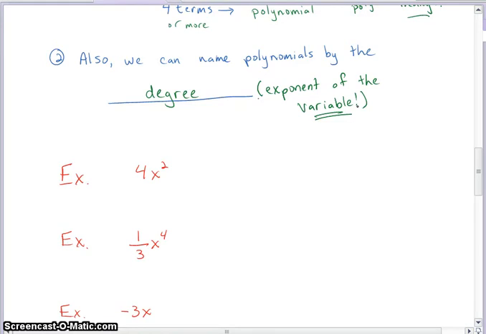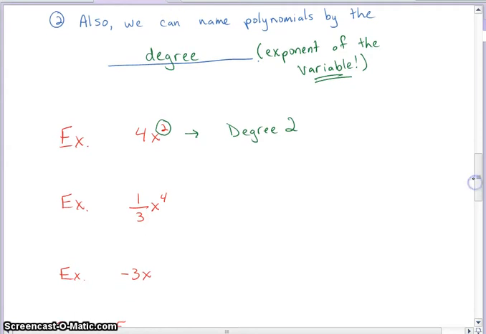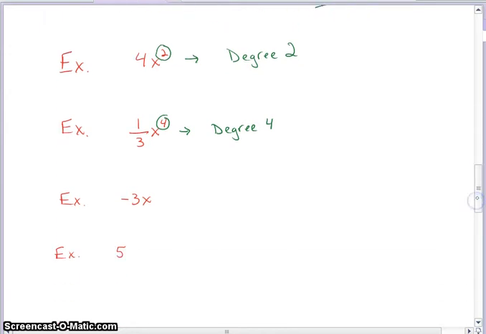Okay. So here, the exponent of the variable is right here. So this is called a degree 2. The exponent of the variable here is 4. So that's a degree 4. What's the exponent here? It's a 1. So that's degree 1.